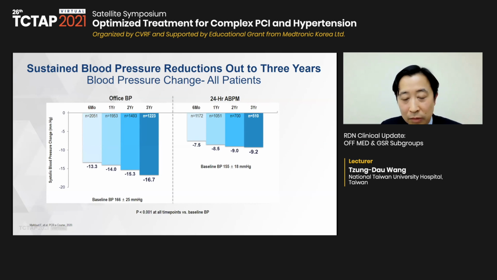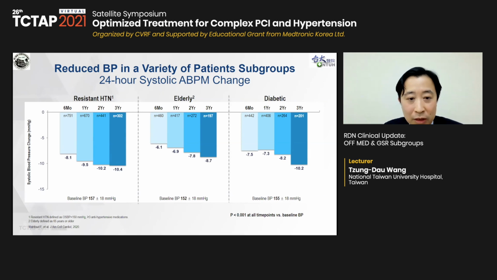So the real world evidence is quite similar to the clinical trial evidence. The blood pressure reduction magnitudes are comparable and remain sustained over 3 years follow-up. And also the second very interesting finding is that for the blood pressure reduction achieved by renal denervation, the main determining factor is baseline blood pressure, and other characteristics like sympathetic overactivity or some other determinants of blood pressure like vascular stiffness did not influence the magnitude of blood pressure reduction achieved by renal denervation.